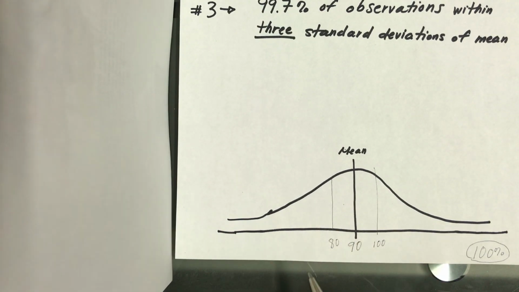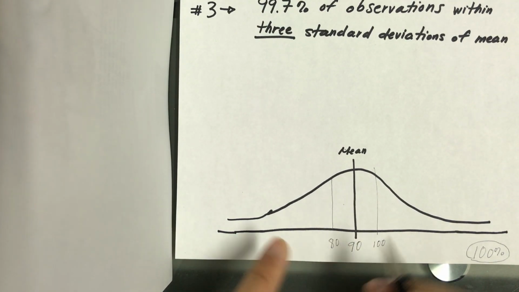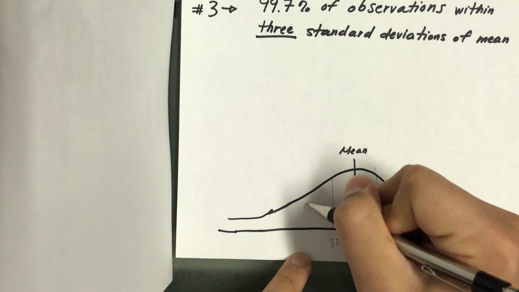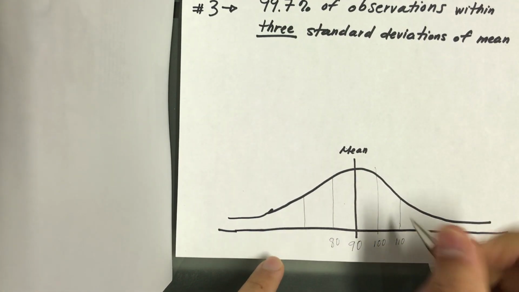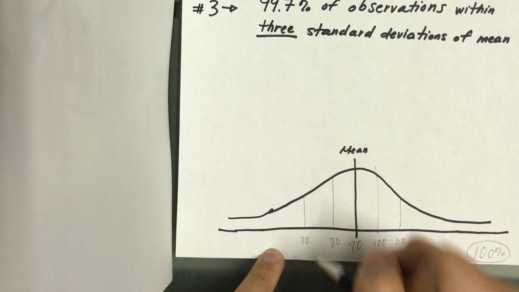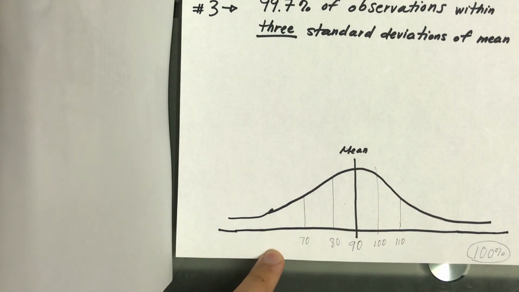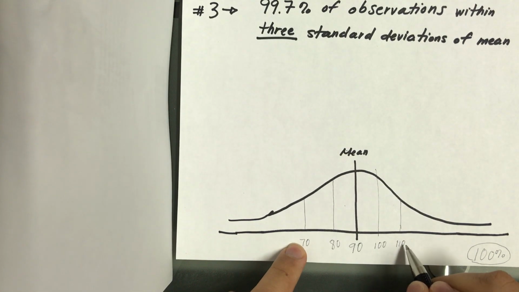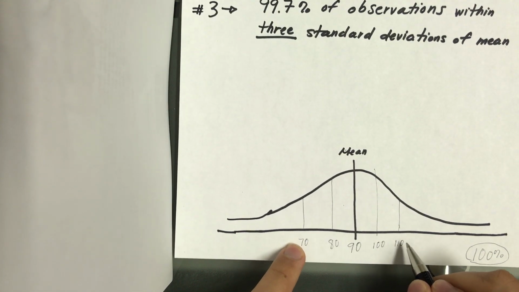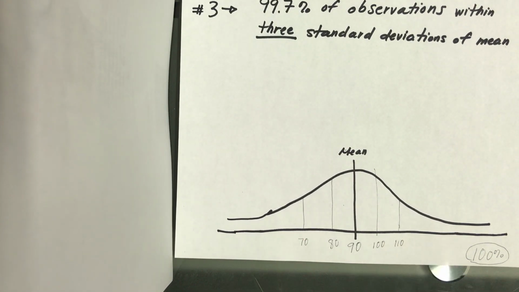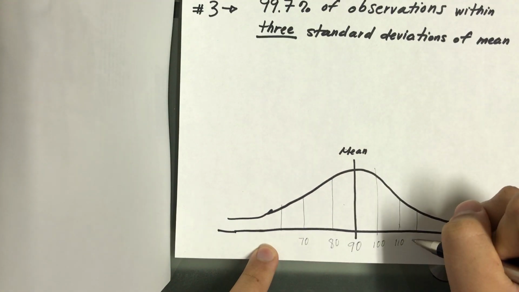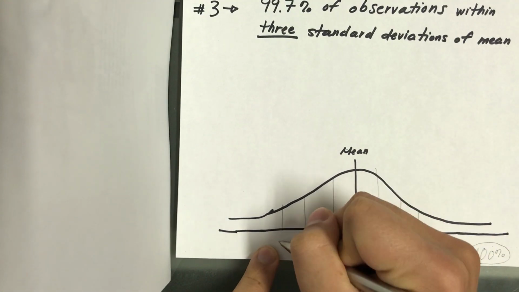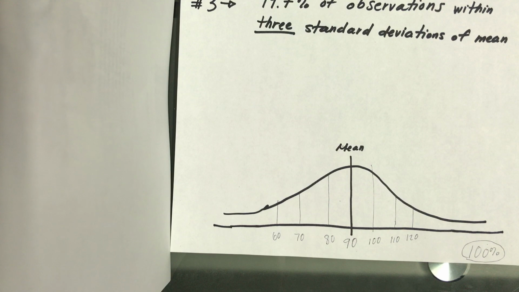If we were to go 2 standard deviations from the mean in this example, we would have 110 to the right. To the left, we would have 70. So here we have 70 and 110. These are 2 standard deviations from the mean. If we were to go 3 standard deviations, we would have 120 and 60 to the left. So that's what it looks like.